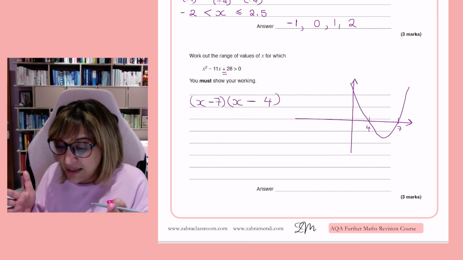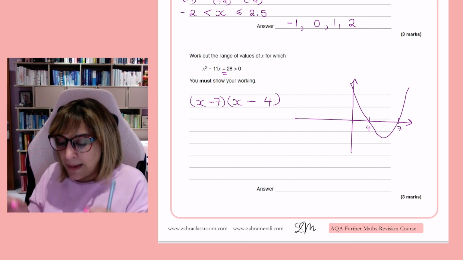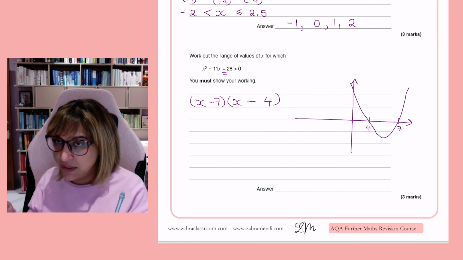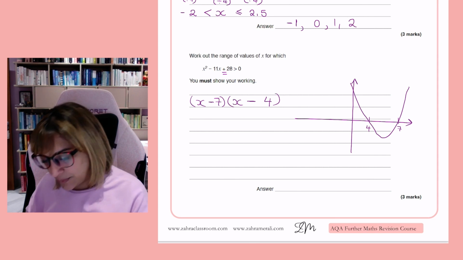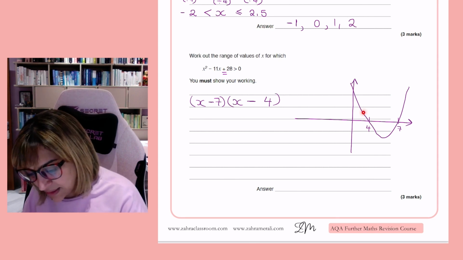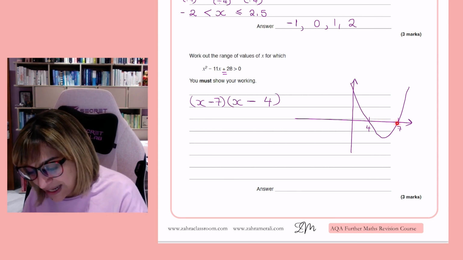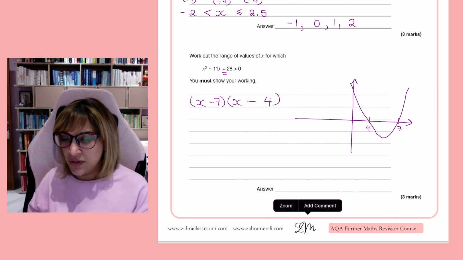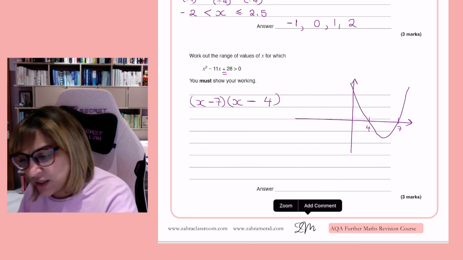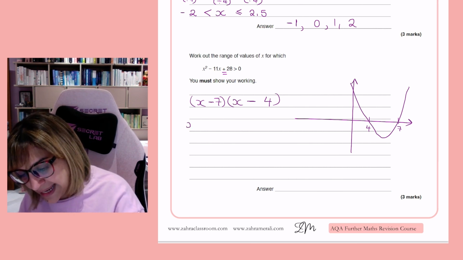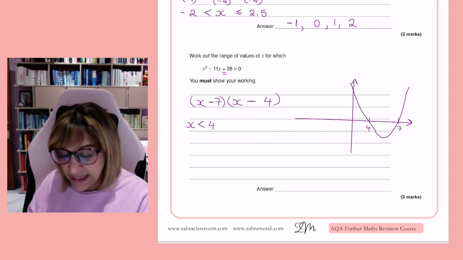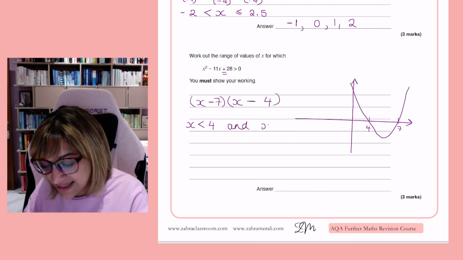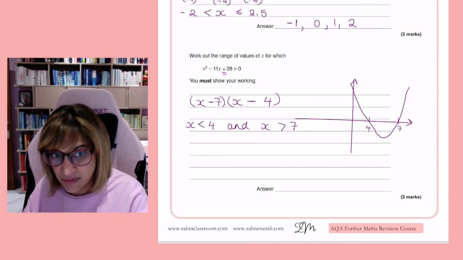So either your values are going to be between 4 and 7, or they're going to be less than 4 and greater than 7. So if I'm here and I go, that's positive. Whereas if I go in between and I read off a value, it's negative. So I want where it's positive, which in this case is when x is less than 4 and x is greater than 7.